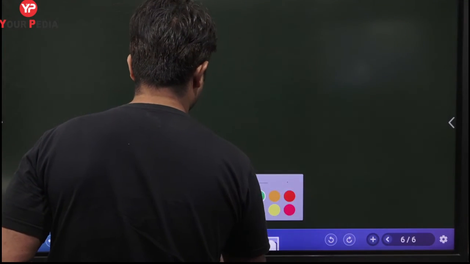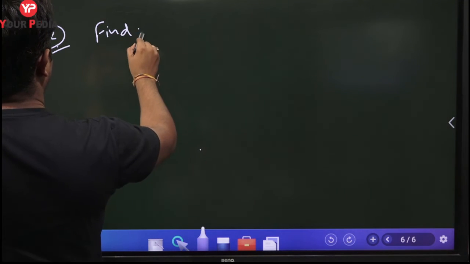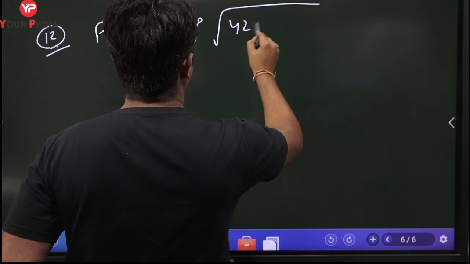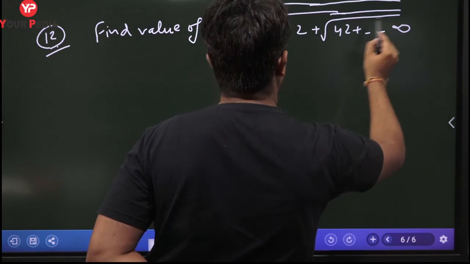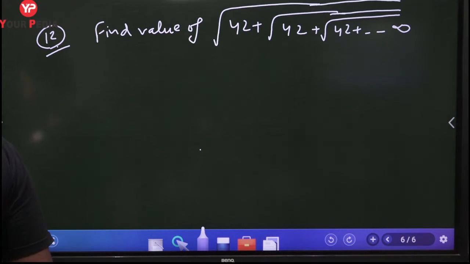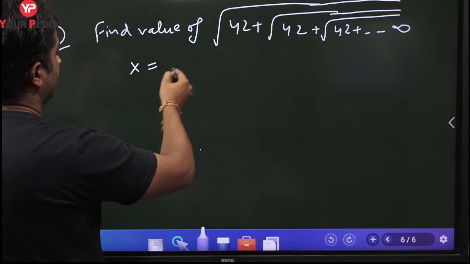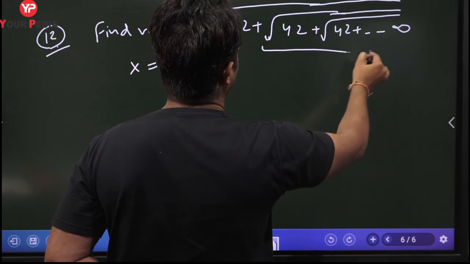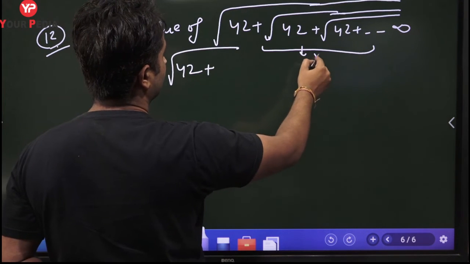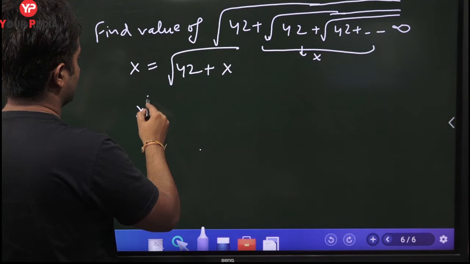Okay. Find the value of this. Yes, very easy question. So let's make its value as this. I took it as X. Now again it is repeating, under root 42 plus under root 42 plus under root 42 up to infinity. So that is repeating, so this value again for me would be X. Squaring on both sides, X square is equal to 42 plus X.